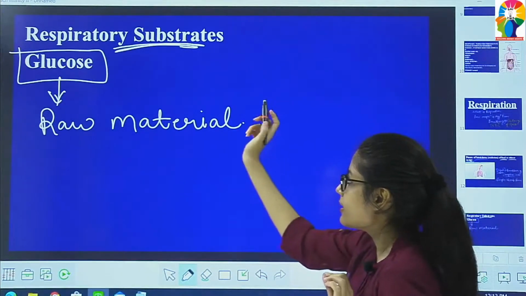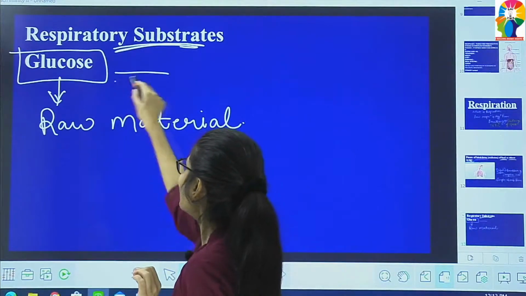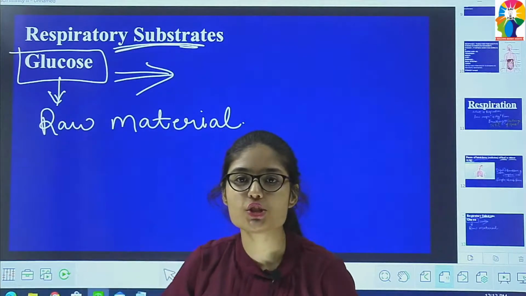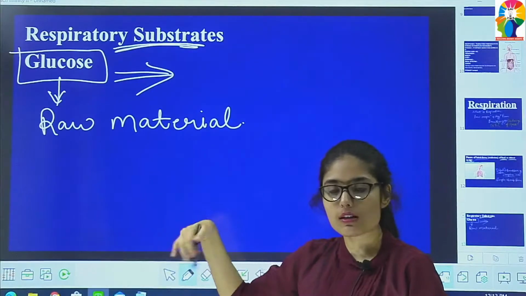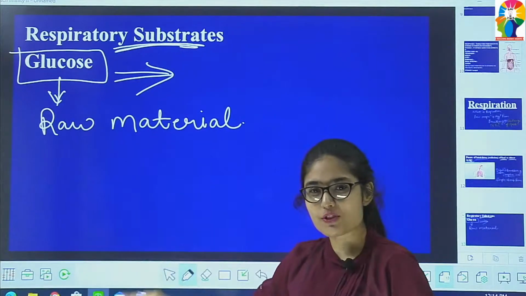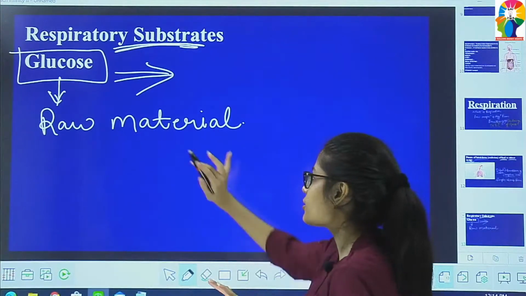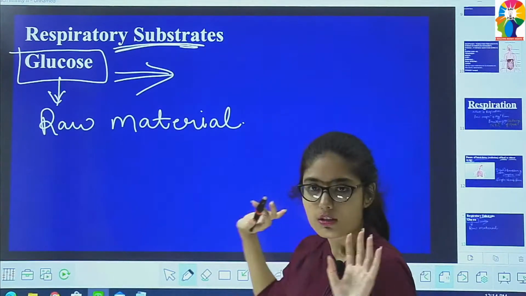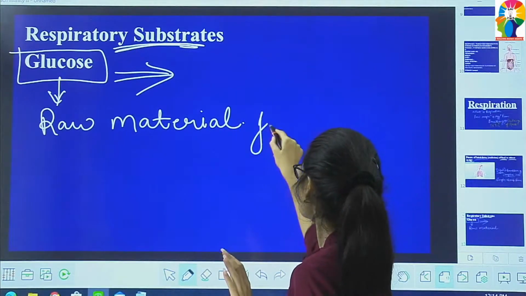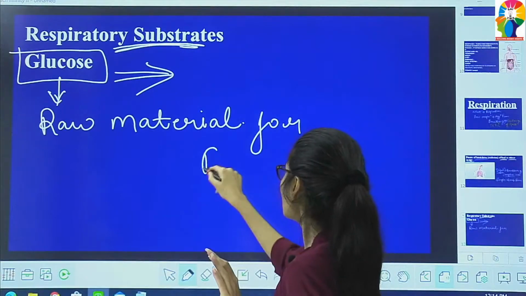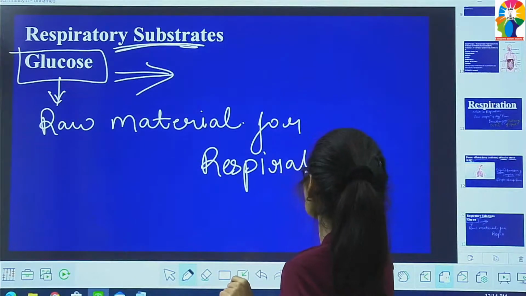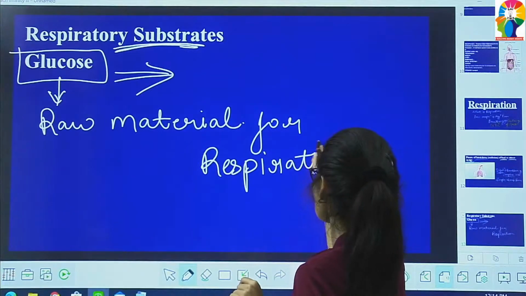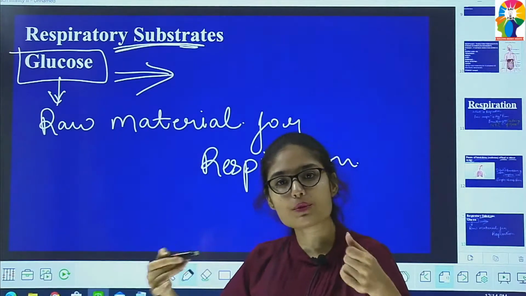And what does this glucose do? It gives you the energy. Now the breakdown will happen in just a few minutes. For now, just understand what glucose is. It is the raw material for your respiration. We are going to talk about glucose.